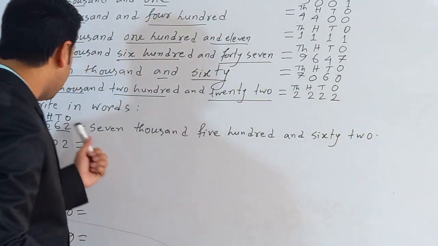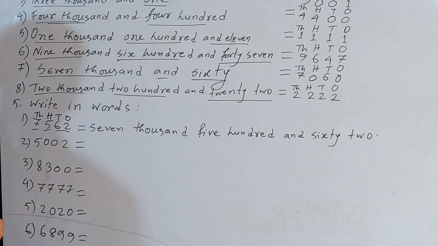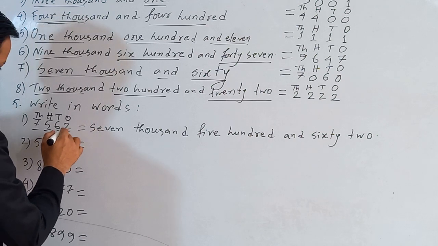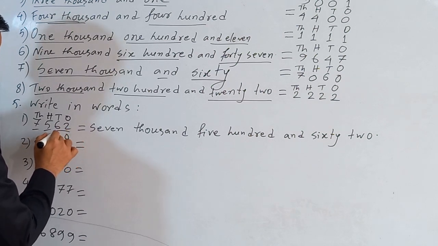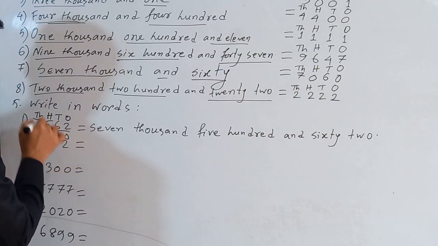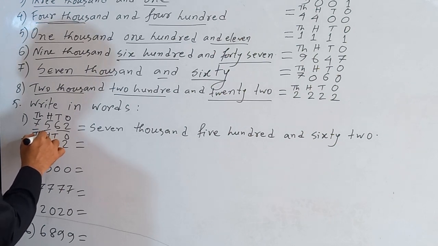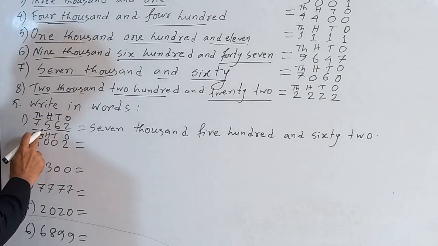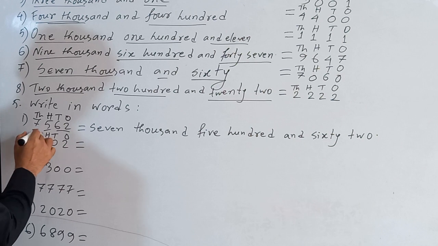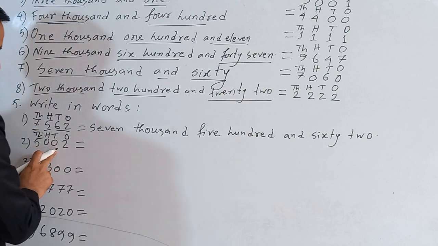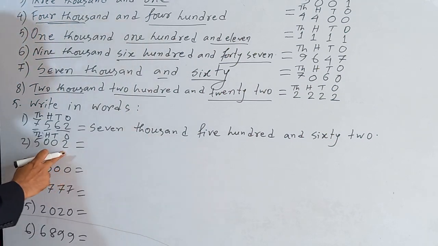Okay, dear students, so I have done the first one. Now I will solve the second one. To read the second one, indicate the position: ones, tens, hundreds, thousands. So here also 5 is in thousands position. So we can read this as 5,000, and hundreds position 0, tens position 0. Only 2 is here in ones position.